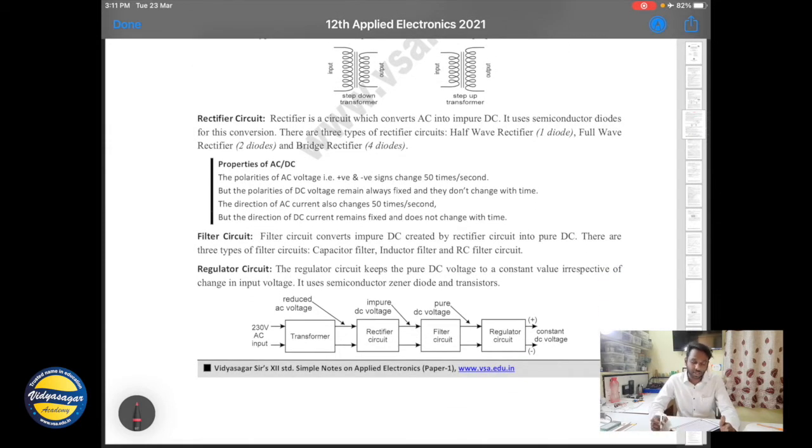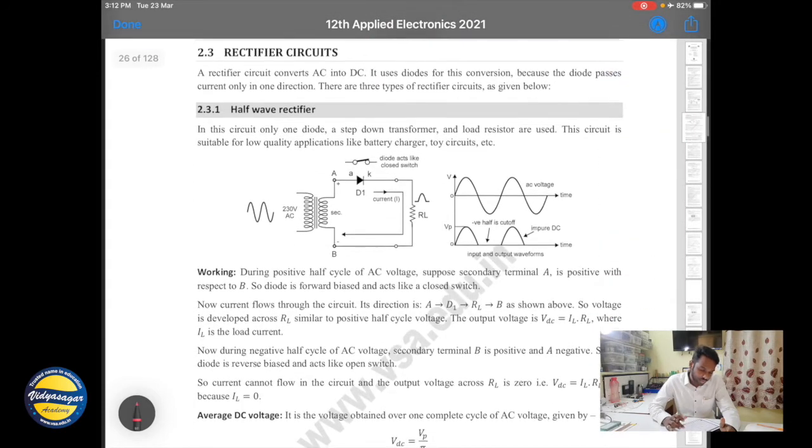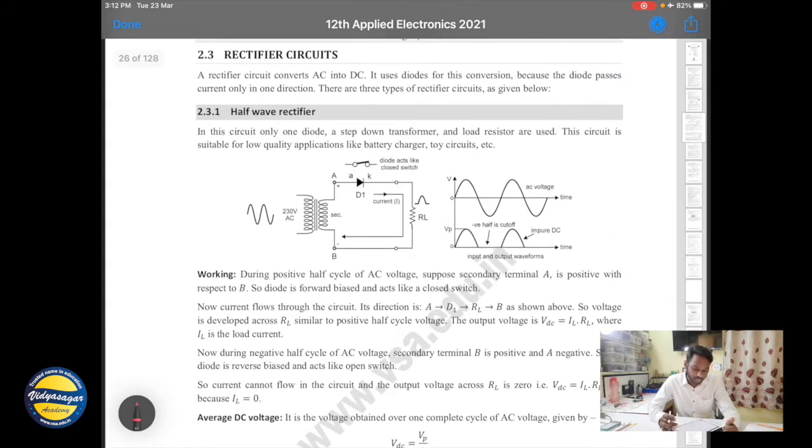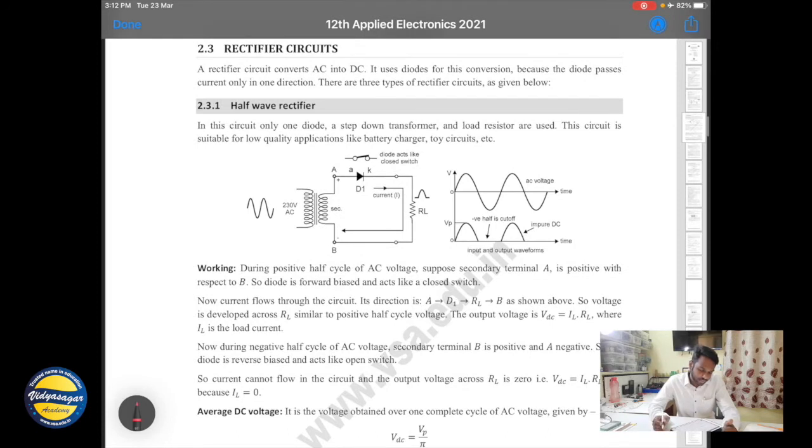Now coming to the block diagram of the DC power supply, the block diagram can be divided into four parts. Number 1 will be the transformer, number 2 will be the rectifier circuit, number 3 will be the filter, and number 4 will be the regulator. We'll be starting with rectifier circuits first. Now coming to the rectifier circuits, please go to page number 26, and we'll be starting with the half wave rectifier.